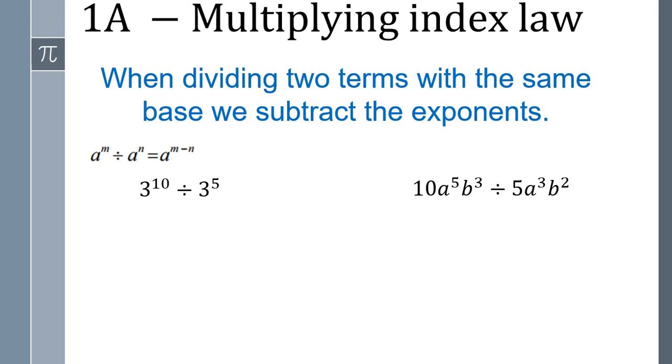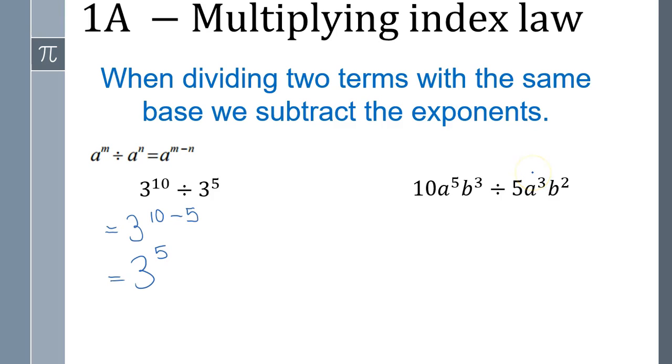So I'm going to start with my first one. Again, I'm going to check first of all that my bases are the same, which they are, they're both 3. And knowing that my bases are the same, I'm going to subtract my powers. So 10 take away 5, which gives me 3 to the power of 5. Fairly simple, and just keep in mind that that formula is there on your formula sheet for you to use. So you don't need to memorize them, you just need to know how they work.